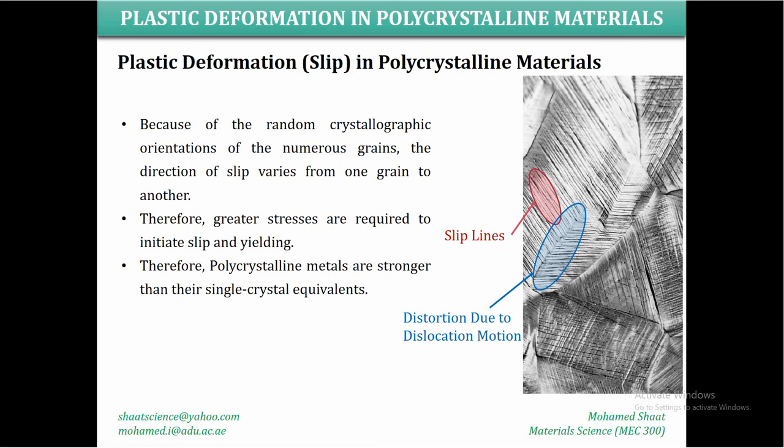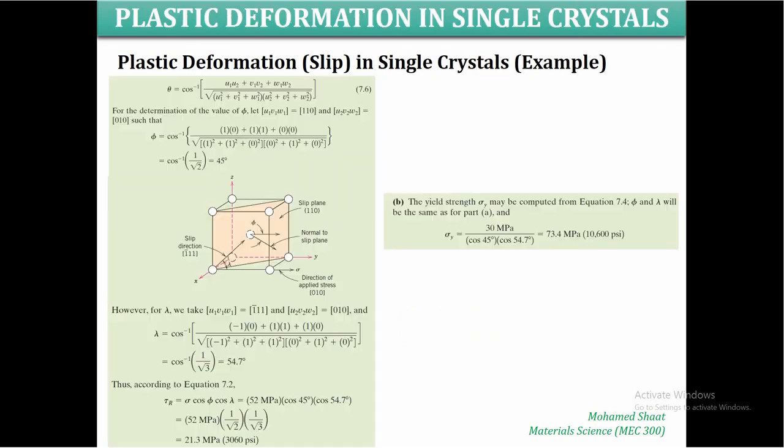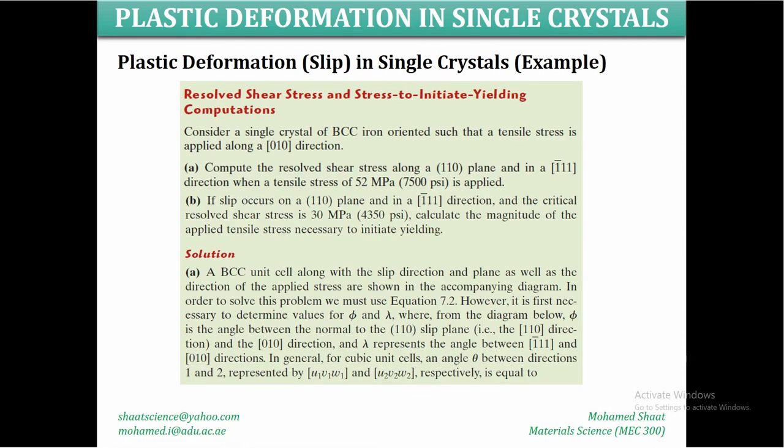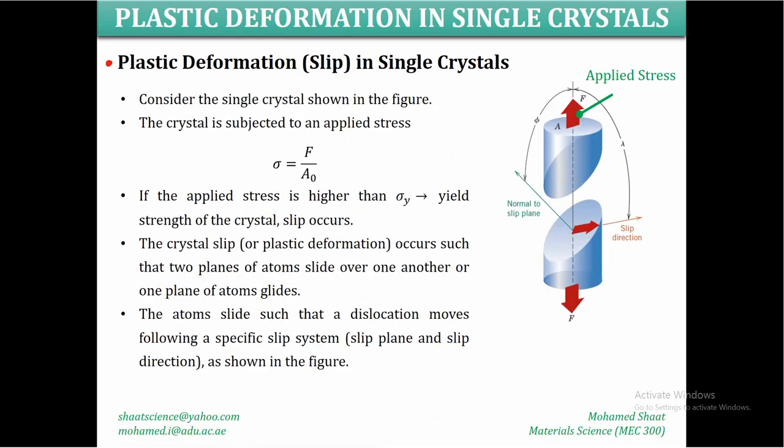We said that a polycrystalline material is one that has multiple grains, and every one of these grains represents a crystal. So before we understand how polycrystalline materials are plastically deformed and how the dislocation is going to move inside the microstructure of a polycrystalline material, let us first understand how plastic deformation takes place in a single crystal material. So let us discuss this part first.